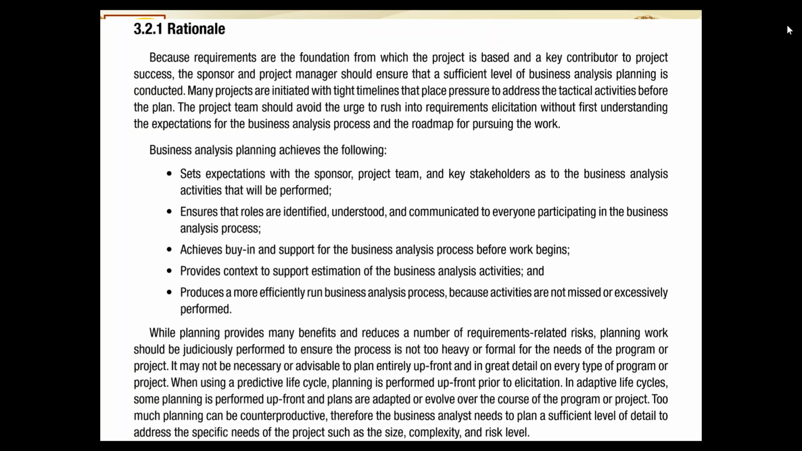He has his own boss. He has his own sponsor. The only relationship between the business analyst and the project manager is of coordination. So they will coordinate their work so that their efforts are not being used in the wrong direction.